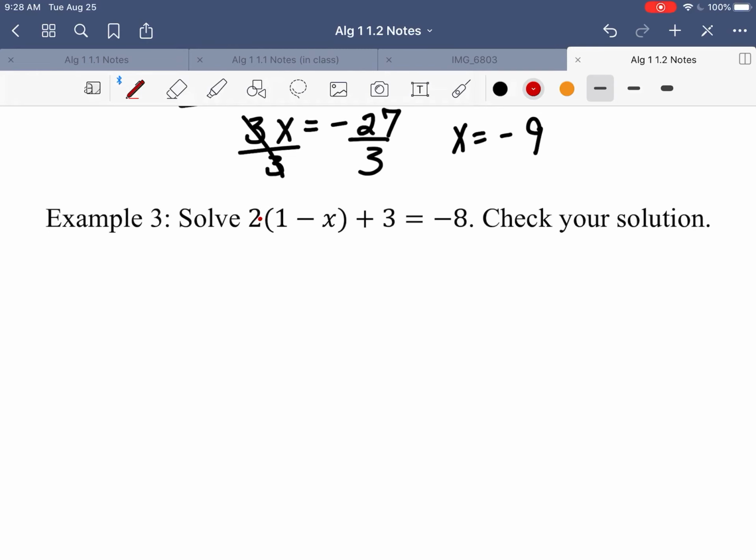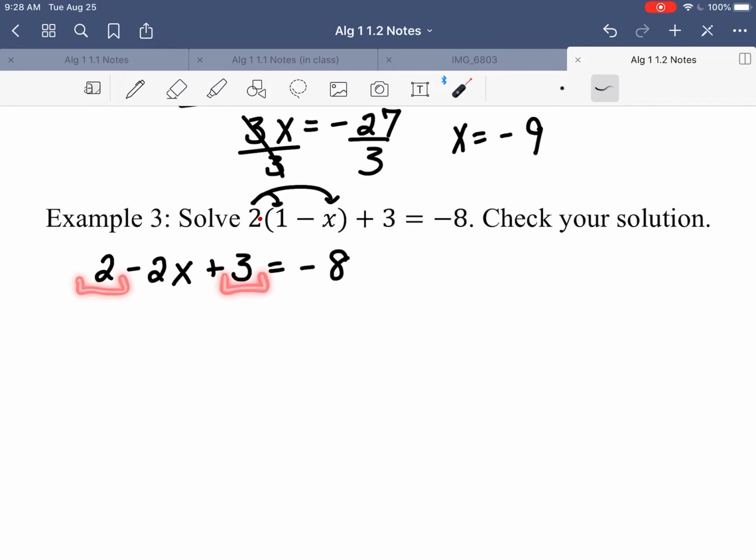There's 2 different ways you can do this problem. You could distribute it, or you could undo without distributing. I'm going to go ahead and look at both ways. You choose which way you prefer. I'm going to go ahead and distribute this 2 in. So we'd have 2 times 1 is 2 minus 2x plus 3 equals negative 8.